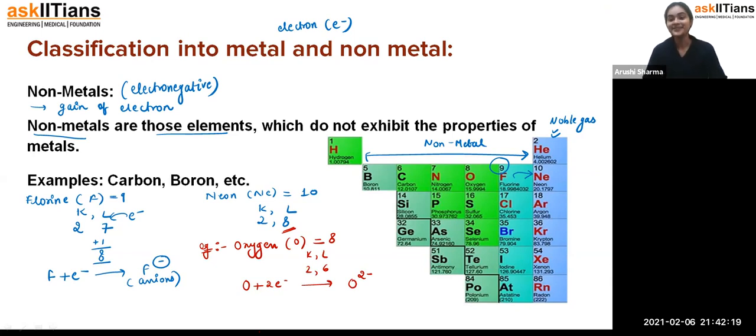Fine. Now you'll also see why they lose electrons, or what could be the advantage of gaining electrons. We'll see all such things in the physical properties as well. Okay.